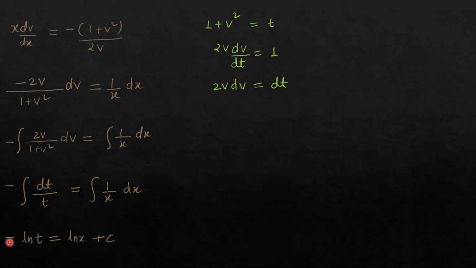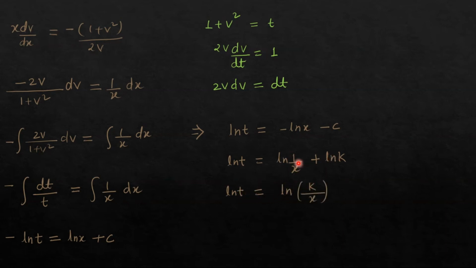Now take this minus sign to the other side. It will become ln t is equal to minus ln x minus c. Okay. So ln t is equal to minus ln x, which will be ln 1 by x, and in place of minus c, let us assume another constant, that is ln k. It is also a constant, ln k. So it will become ln t is equal to, it is a property of log, when two logs are in addition, their internal terms get multiplied, that is k by x. Now log will get cancelled from both sides, so t is equal to k by x.